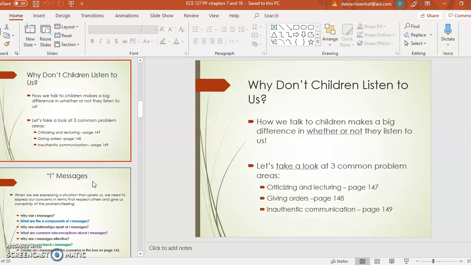So how we talk to children makes a big difference in whether or not they listen to us. I think we would all agree with that, whether you're talking to a child as their teacher or their parent or just as an adult in their life. How we talk to them really makes a big difference in how they listen and receive what we say. But of course, that's true with adults as well. How we talk to adults is going to make a difference as to how that adult interprets us or perceives us.